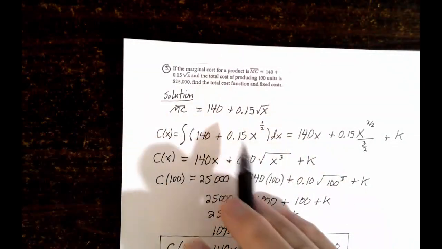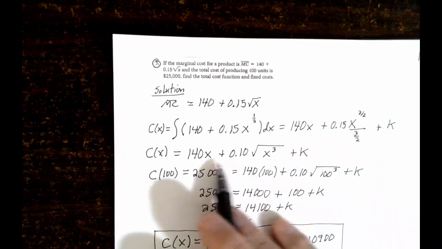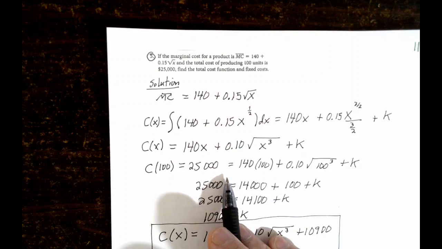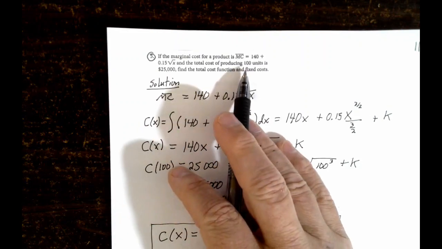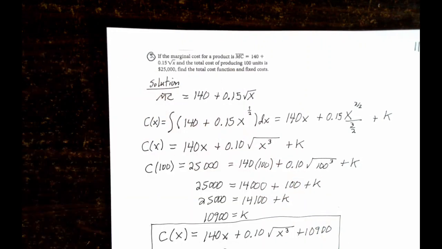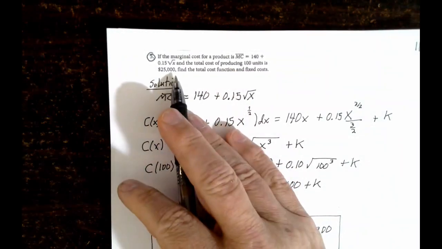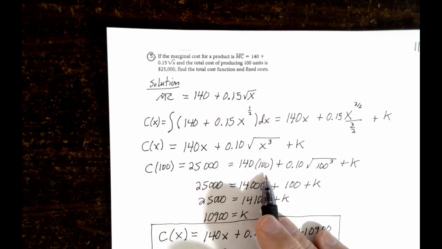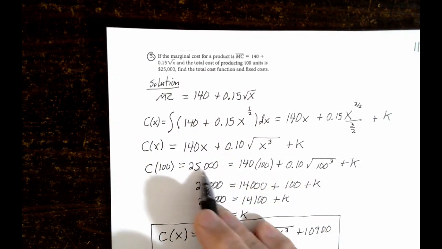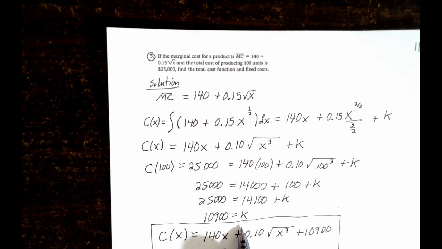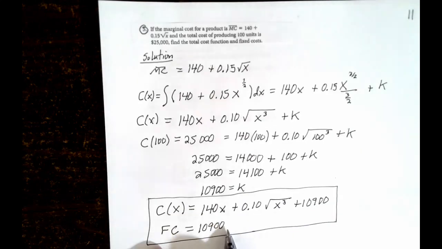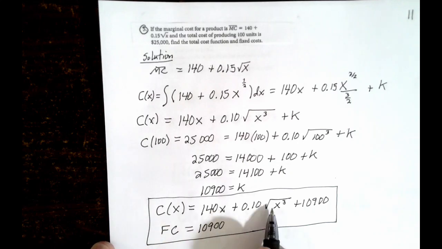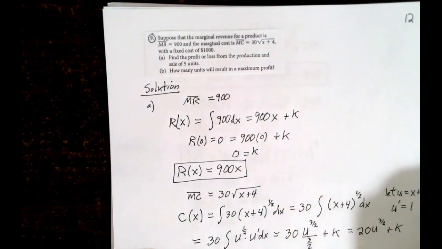Same idea here. You're going to integrate this and you get this here. And to nail down what k is, you let x equal 100 and the entire formula equals 25,000. So plug in 100 for x and set it equal to 25,000, and you end up getting 10,900 for k. So there's your cost function. And they also, by the way, ask you what your fixed cost is. That's when x equals 0, and so your fixed cost is 10,900.